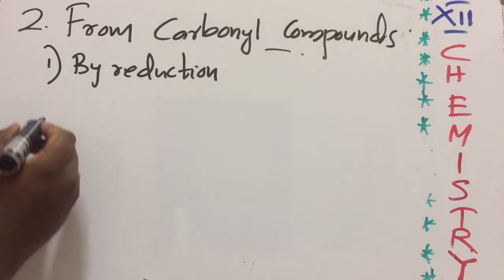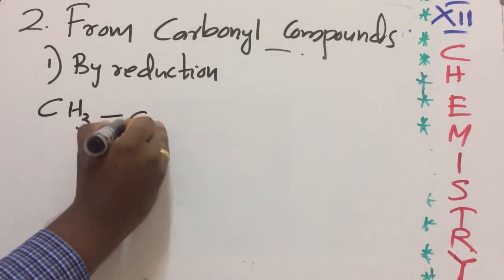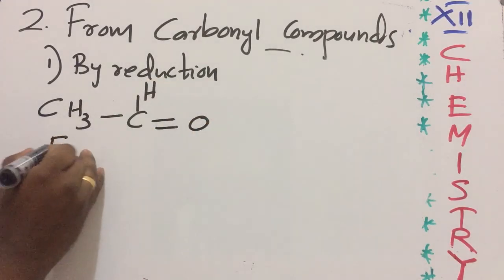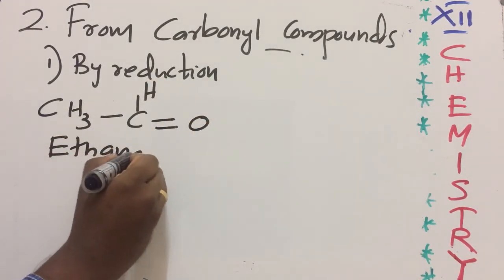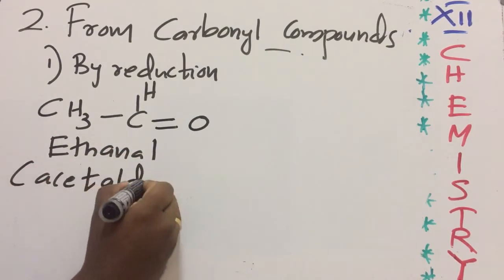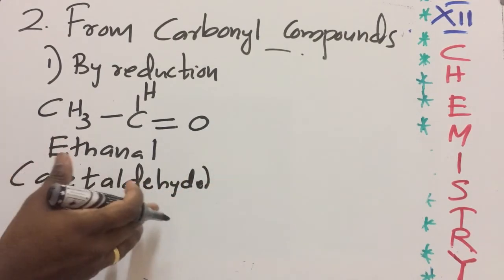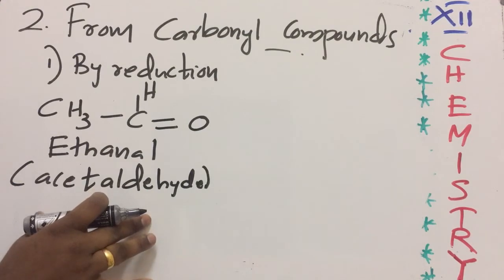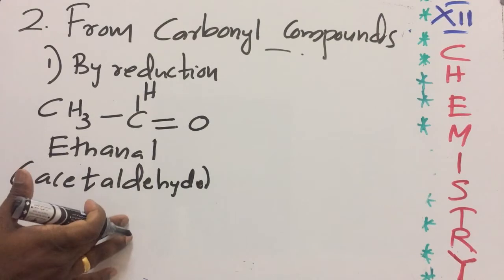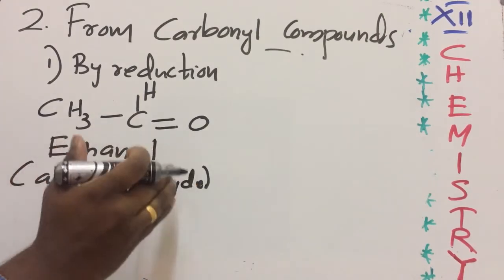One example is CH3 C double bond H. The compound name is ethanal and the common name is acetaldehyde. Common names are important for the first 2 or 3 members of each functional group. So try to learn both the IUPAC and common names of the first 3 or 4 members of each functional group category.